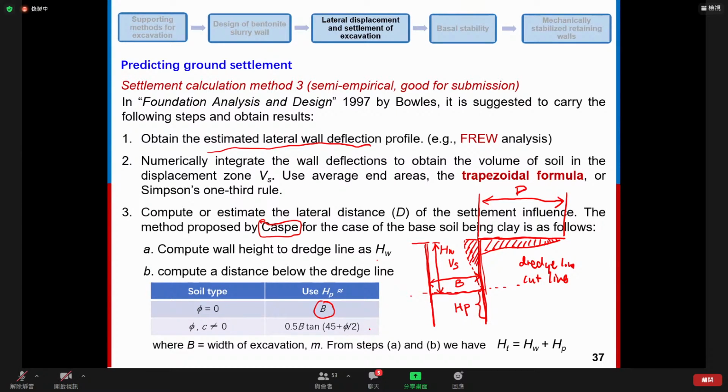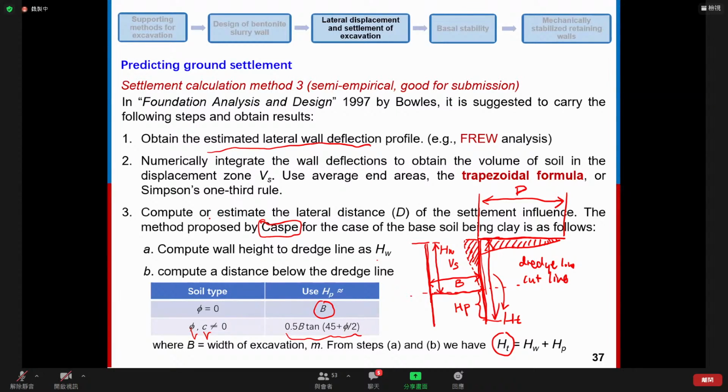The second case is where we consider both the friction angle and the cohesion. In this case, we use this formula to calculate HP. And then we calculate another factor, HT, which is equal to HW plus HP, which is the distance from the surface of the excavation to this point. This one is HT.